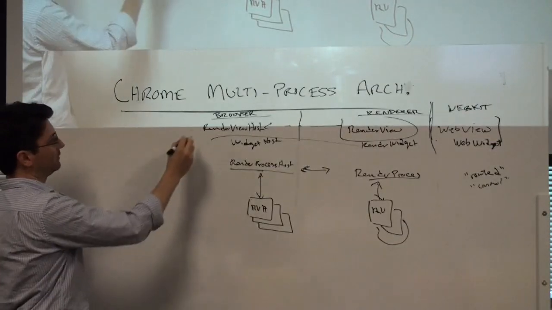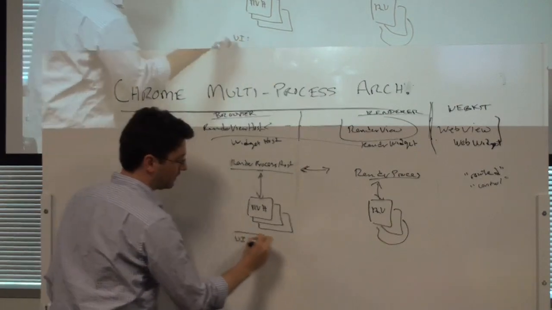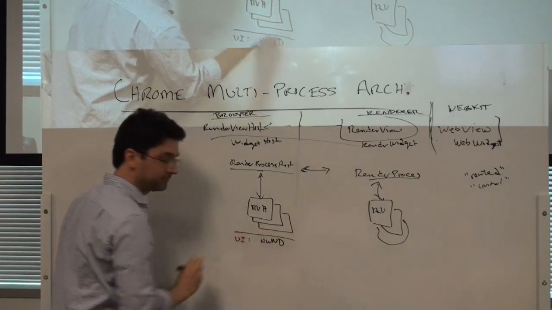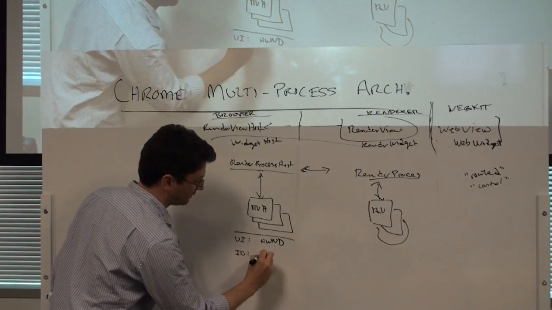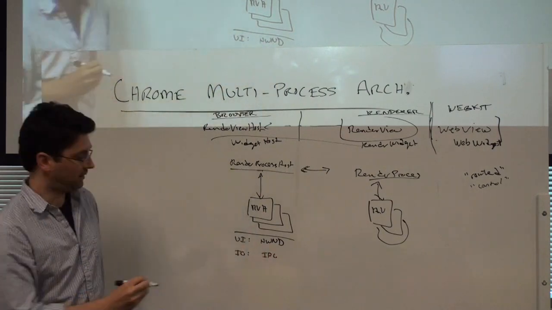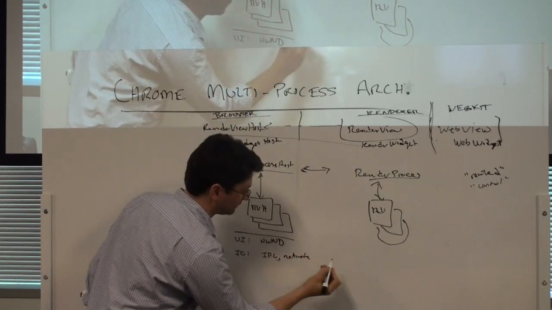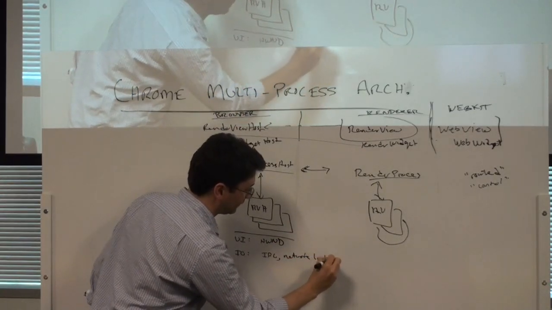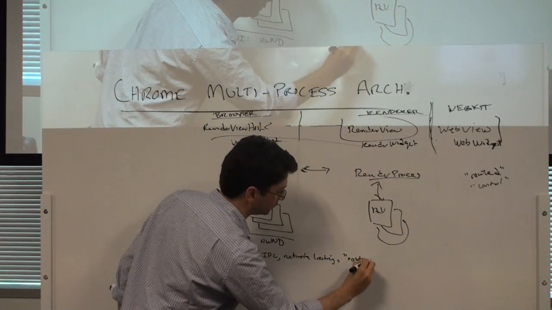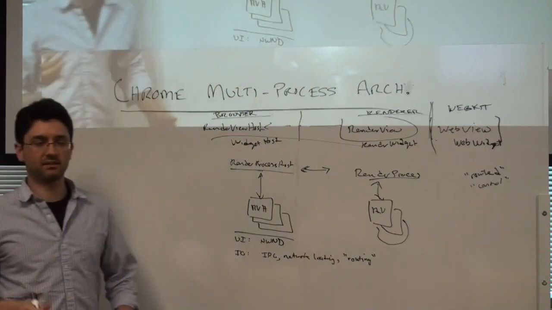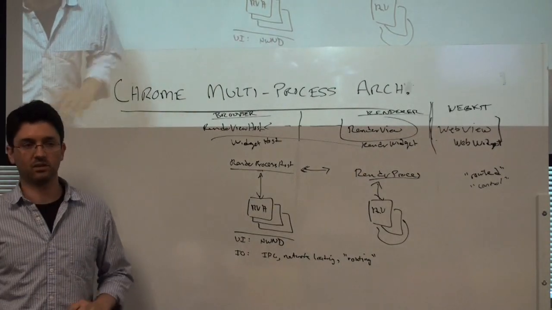So in the browser side over here, we have something called a UI thread, which is where almost all the native widgetry runs. Okay, and we have an IO thread, which is where we handle the IPC traffic, network loading, and various other kinds of what I'll call routing type events.